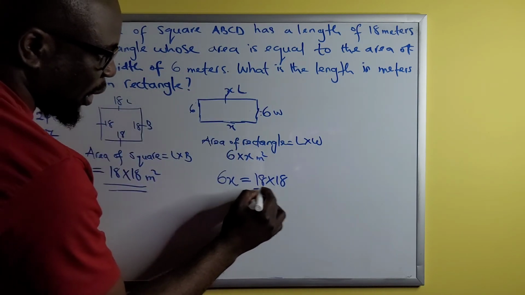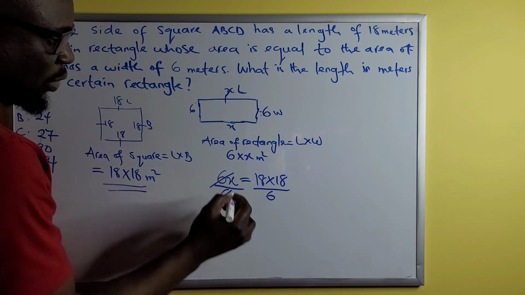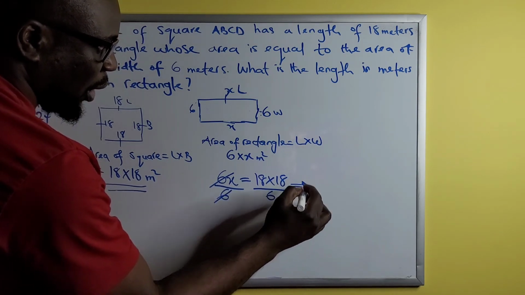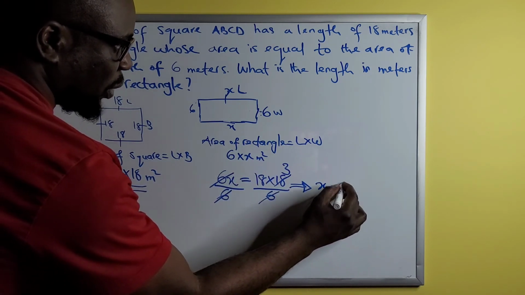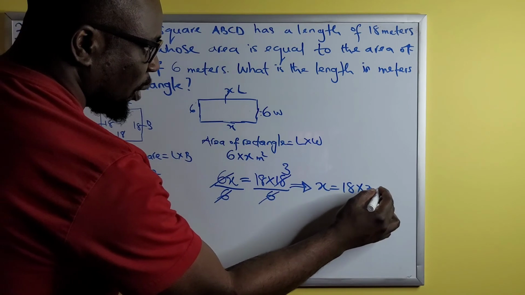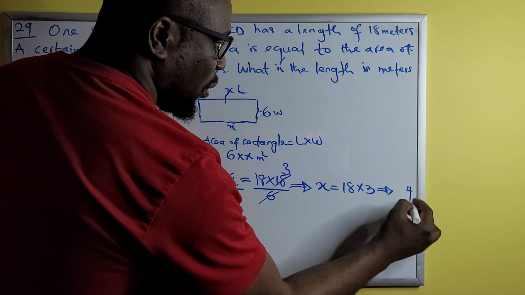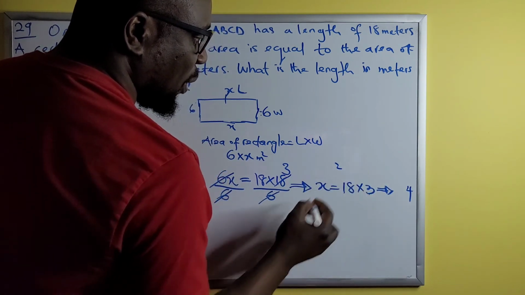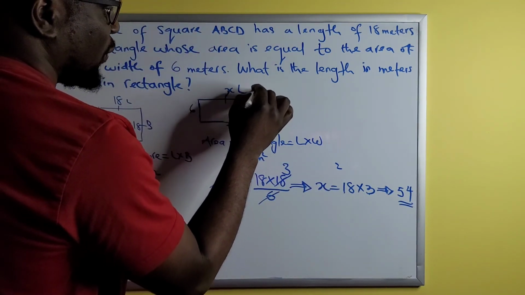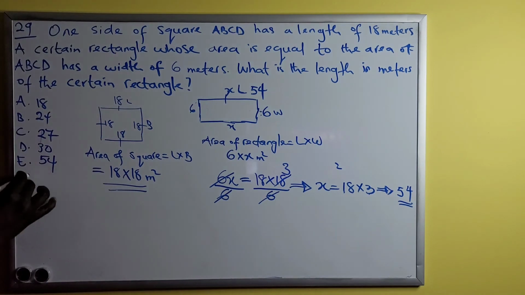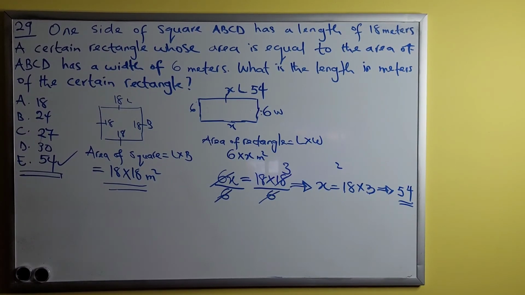So divide both sides by 6, so we can eliminate this 6 beside the x. If you do that, the x is going to be standing alone, and 18 divided by 6 is 3. So your x is equal to 18 times 3. If you do the math, 3 times 8 is 24, carry the 2. 3 times 1 is 3, plus 2, that's 5. So 54, that means this X right here is 54. And that's the length we're looking for. And that's option E. Option E. Let's go to question 30.